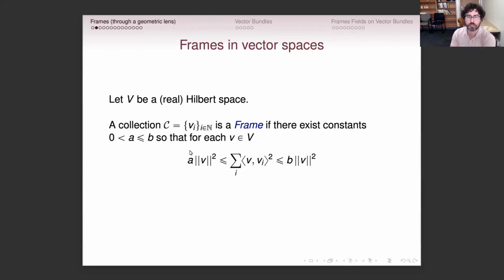What a frame is, is a collection of vectors in my vector space indexed by the natural numbers, so that I have these constants A and B, so that the sum of inner products with the vectors satisfies some inequalities depending on lengths. The upper and lower bounds I would regard as quite geometric because they're talking about the lengths of vectors in my Hilbert space. But the middle term is maybe a little less geometric, but we'll come back to that. And this thing is typically called the frame inequality.